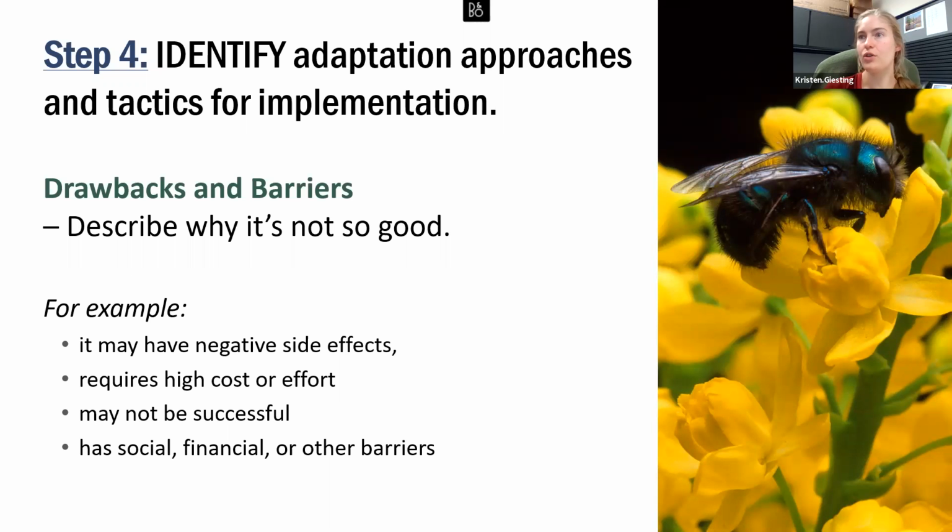On the flip side, you'll also want to consider ways in which your tactic might not be so great. So what are the drawbacks and barriers that that tactic might present? Maybe it has certain negative side effects, or maybe the cost is very high, or it will require a lot of effort. Maybe you're not sure how successful it will be, or maybe there are other types of barriers like social or financial constraints. But we want to encourage you to not limit yourself right at the beginning.